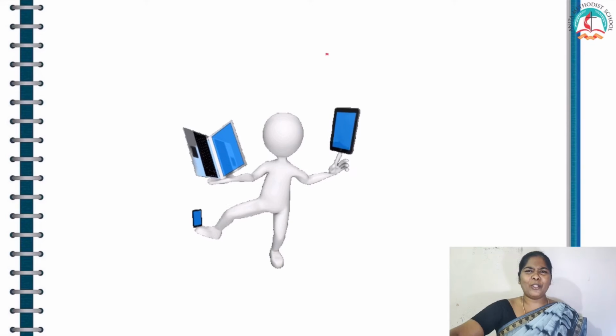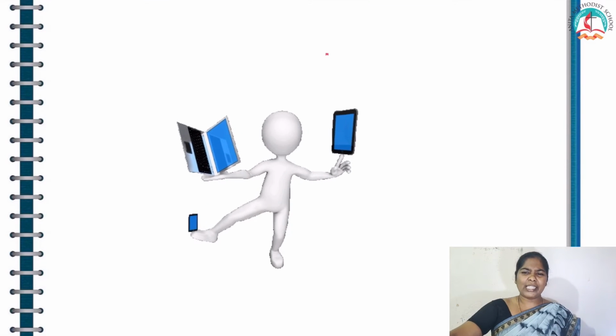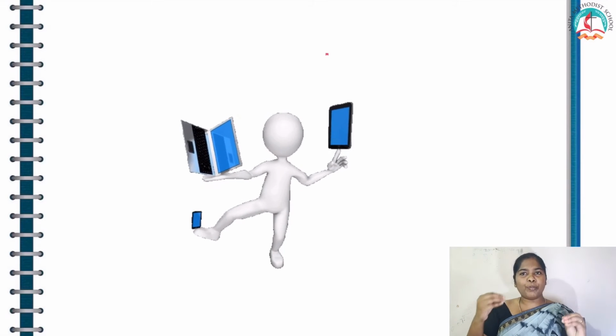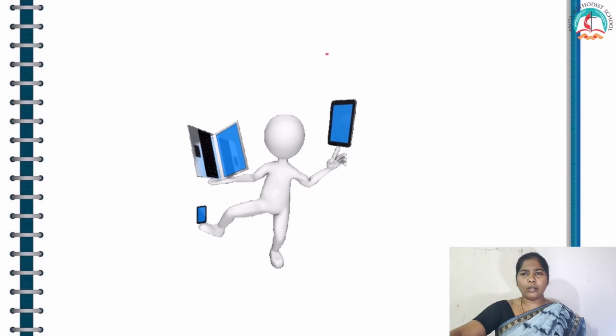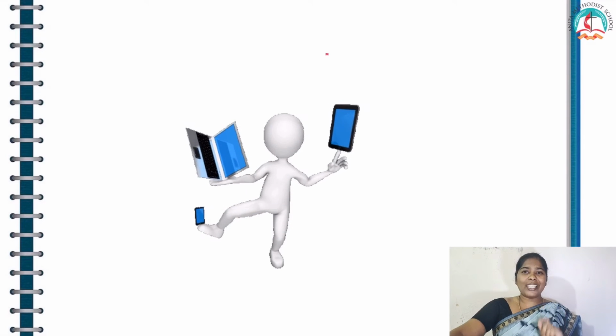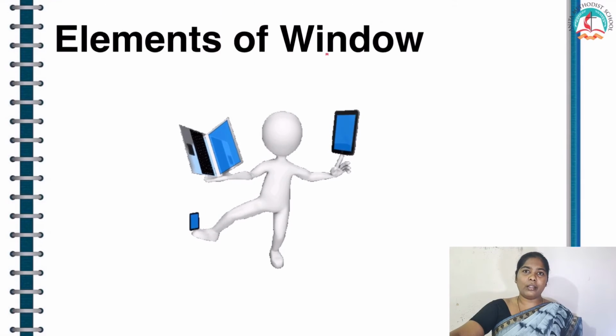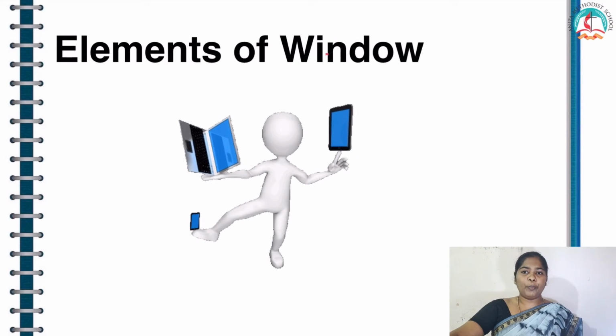Okay, look at this one. What is this? This image has more than one piece of equipment in his hands. So what we are going to see is called the elements. So we are going to see the elements of a window.